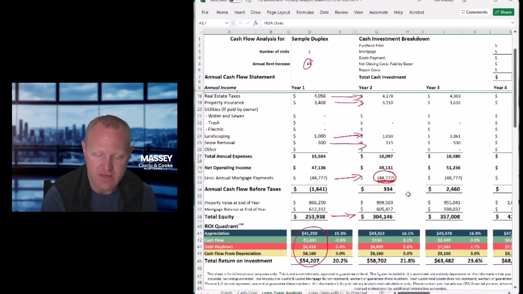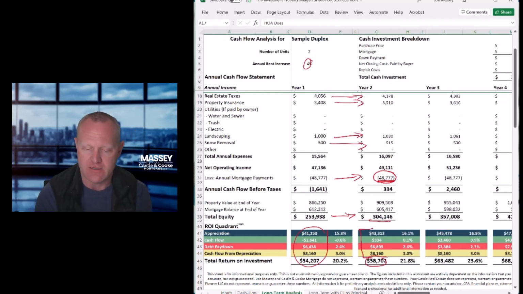Continuing down, you can also see how much equity is being built up in the property, what is the cash flow, the depreciation return, and the debt reduction. And now in year number two, they're making $58,000 a year, which is a 21% return on their initial investment.